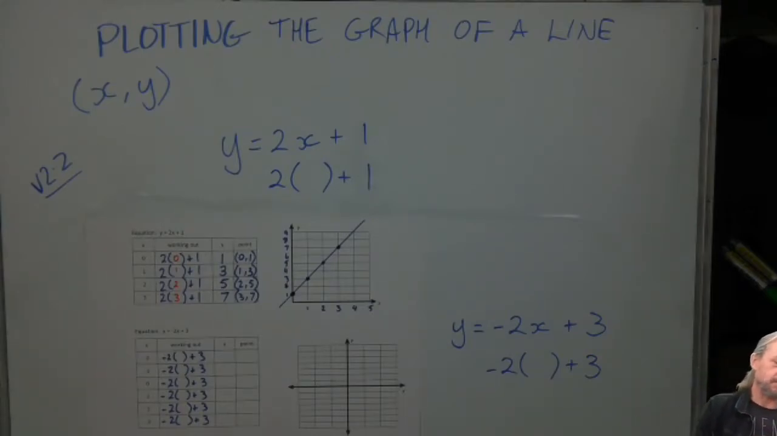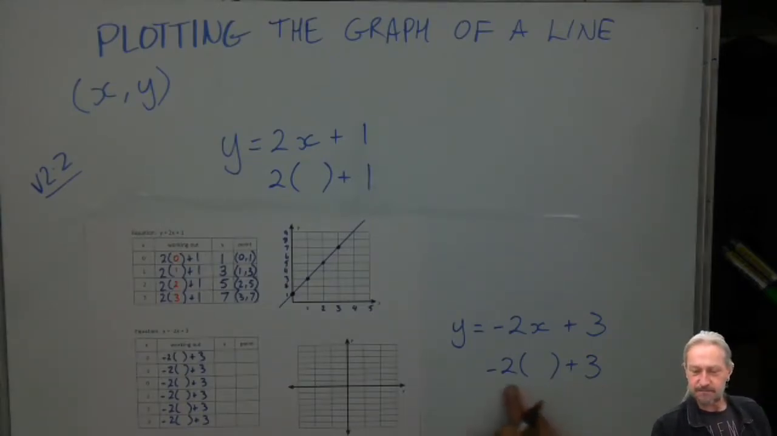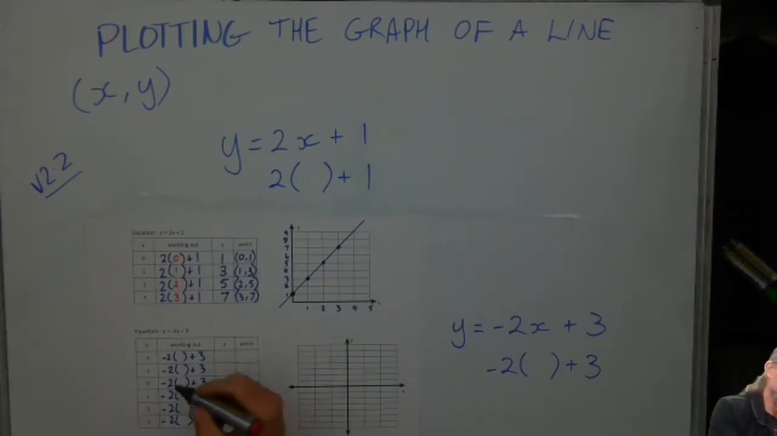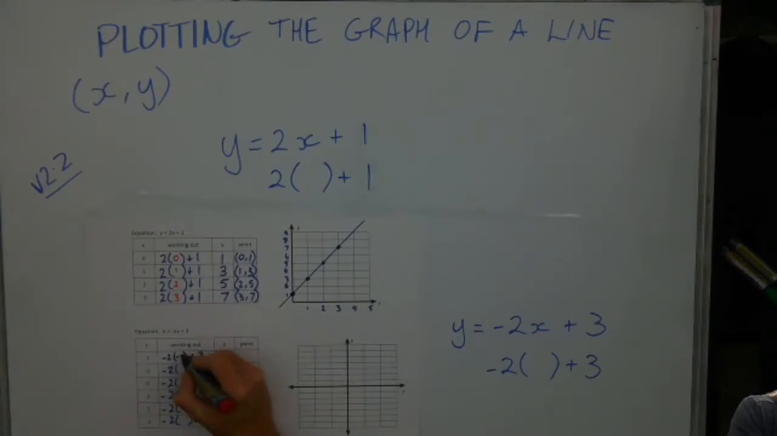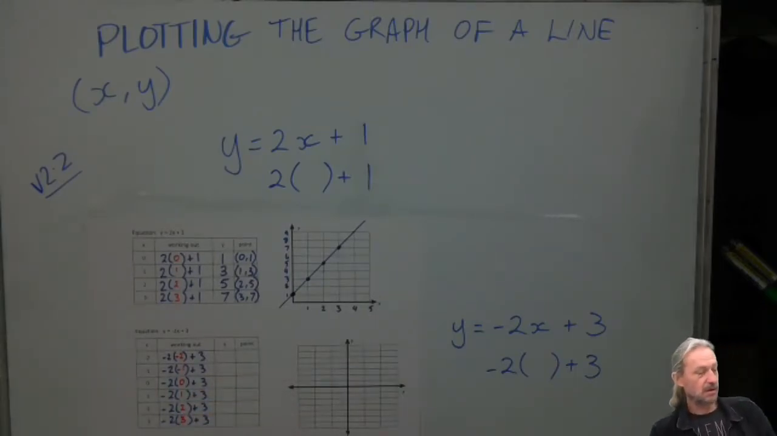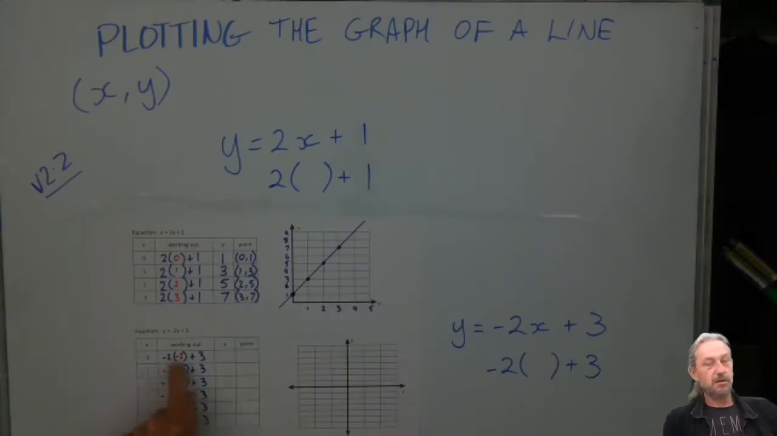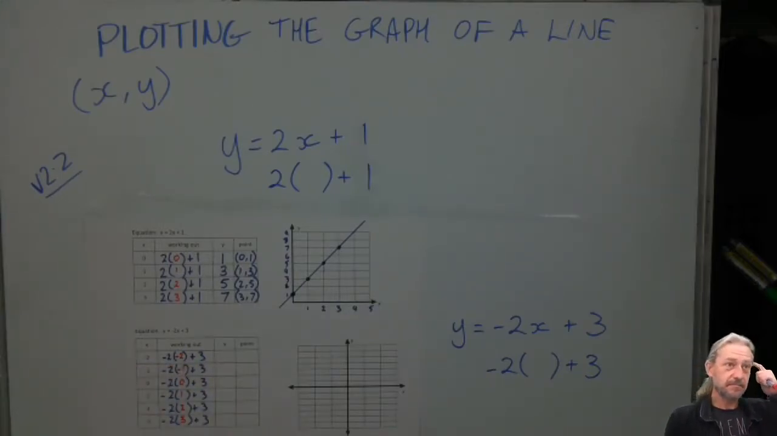Right, so I've copied this out the right number of times, and now I'm going to, in red again, write in our x values: -2, -1, 0, 1, 2, 3. So now I'm going to do the maths.